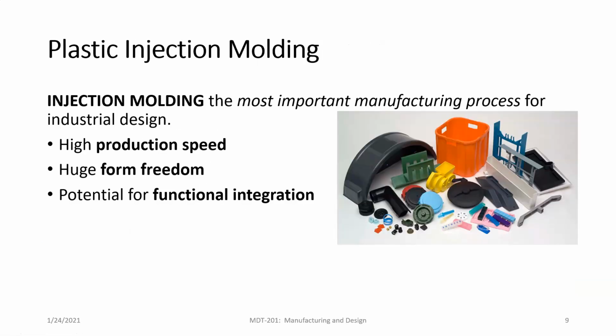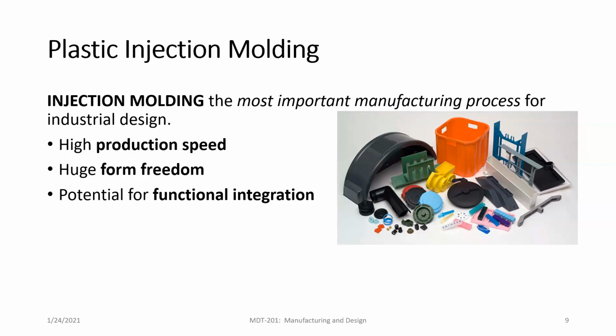All right, now focusing on the process, injection molding. This is the most important manufacturing process for industrial design, right? Not casting, not forging, but really injection molding. And when you look around, nearly everything, especially everything that's plastic, is made from injection molding. It's very, very common, very easy to do.